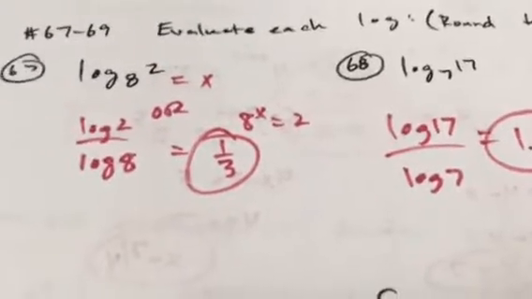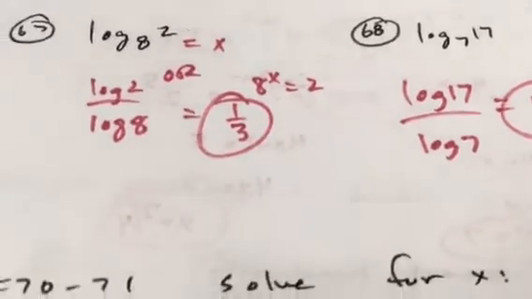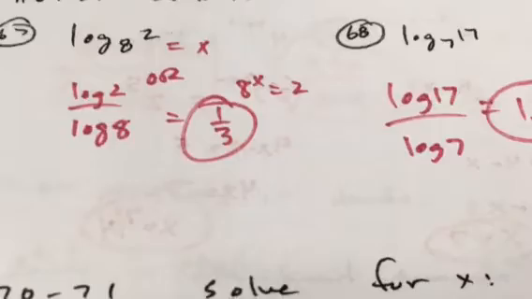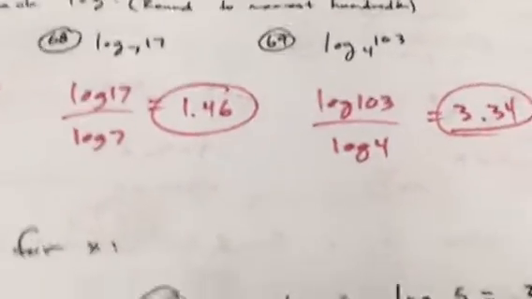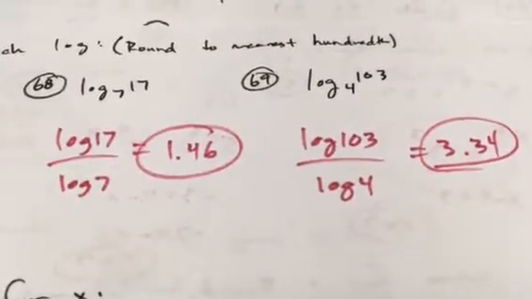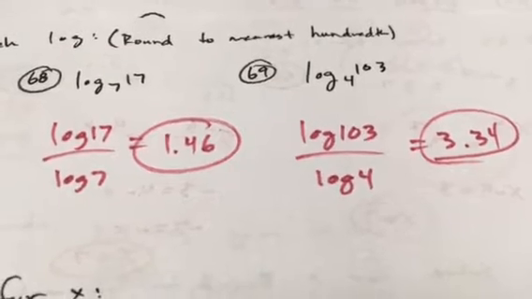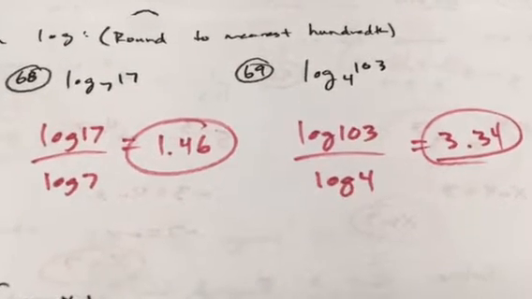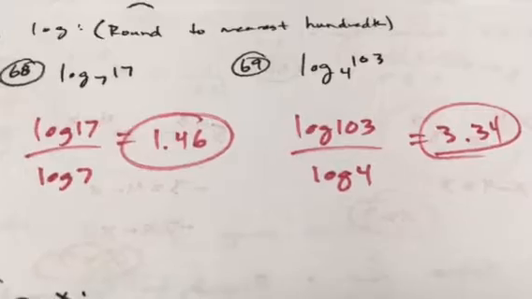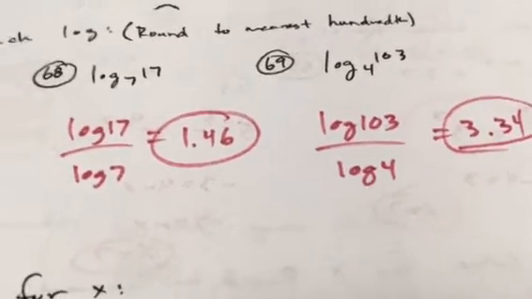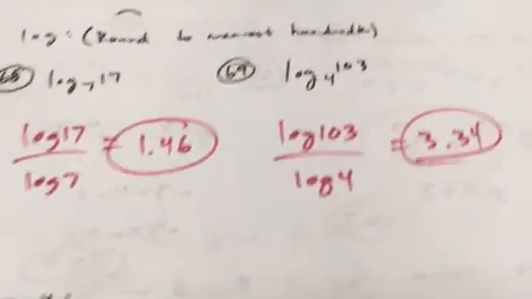You can use change of base, log of 2 over log of 8, or you can say 8 to what power gives you 2? It's a 3rd. Here you've got to use change of base on the next two. Do log of 17 divided by log of the base 7. Type that in your calc. Make sure you use parentheses around log 17, parentheses, divided by log 7. Log of 103 divided by log 4 gives you that.